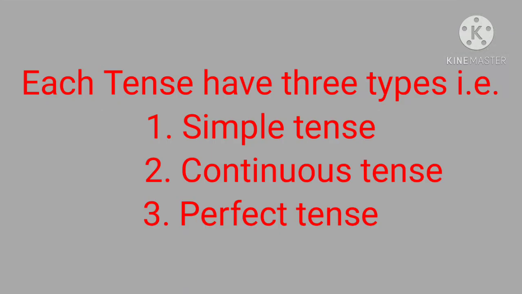Each tense, that is the present, past, and future, has three types: simple, continuous, and perfect. Present has a simple present tense, present continuous tense, and present perfect tense. Same for past. Past has a simple past tense, past continuous tense, and past perfect tense. And future also has a simple future tense, future continuous tense, and future perfect tense.